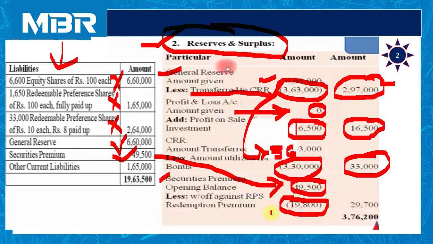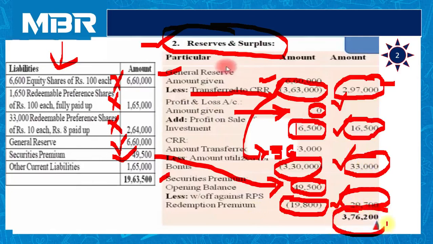So the given balance of securities premium in the balance sheet 49,500 less amount adjusted or written off against RPS redemption premium 19,800. So closing balance is 29,700. So in this way we have 4 items in reserves and surplus. 1, general reserve 2,97,000. Second, profit and loss account 16,500. Third, CRR 33,000. And fourth and last, 29,700 in securities premium account.